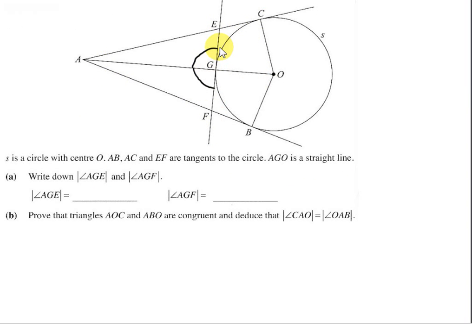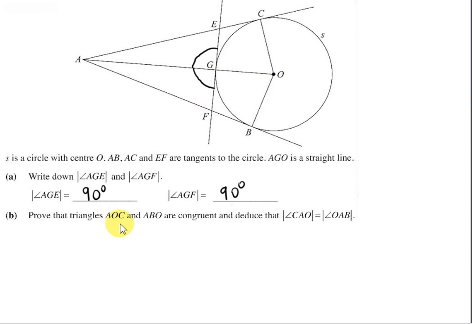Well, this is straightforward because we're given that EF is a tangent to the circle, and we know that a line from the center of a circle to the point of contact of the tangent to the circle is perpendicular to the tangent. So both of these angles are 90 degrees.